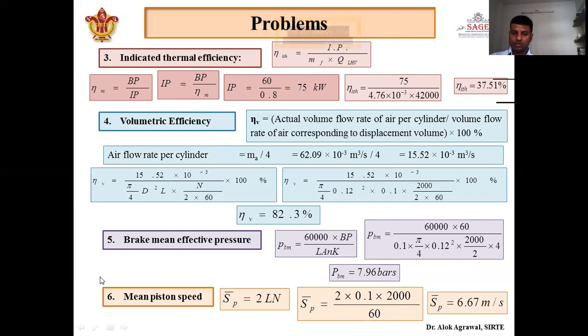Okay, so this is a very important problem. It had already been asked in the RGPV exam a few years back. So this is very important.